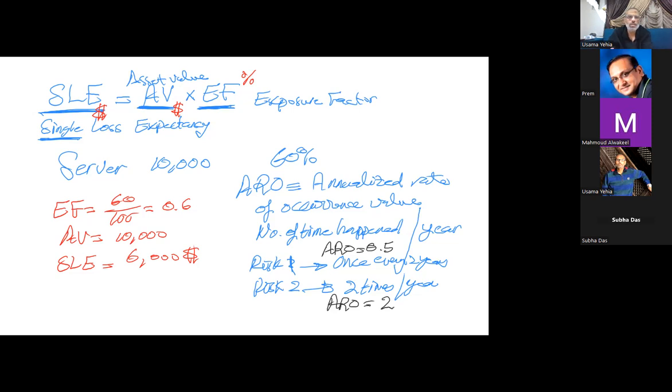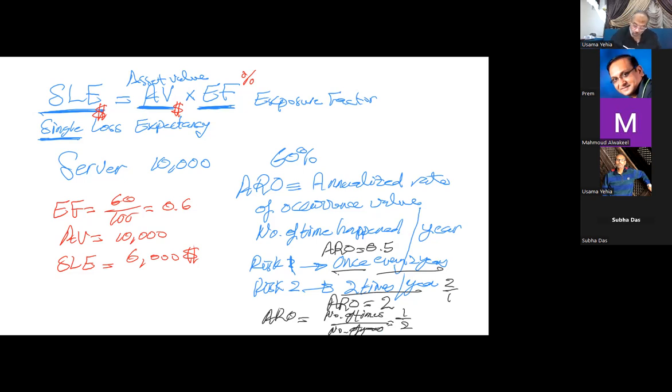Very simple, gentlemen. It is calculated with a very simple calculation from the definition. ARO equals number of times over number of years. Then here, once every 2 years, 1 over 2. Here, 2 over 1. That's it. People confuse 5 times per year with once every 5 years. How can I calculate? Very easy, 1 over 5 or 5 over 1. That's it, nothing less, nothing more.